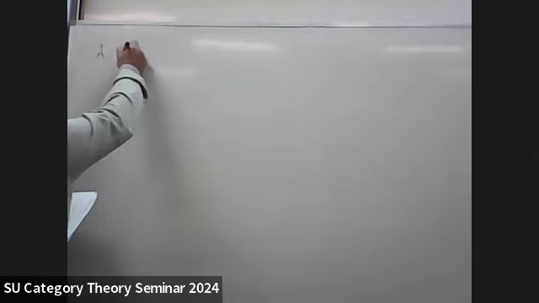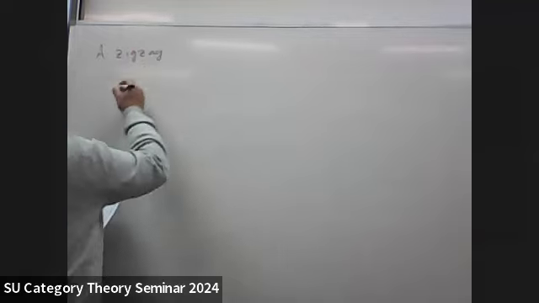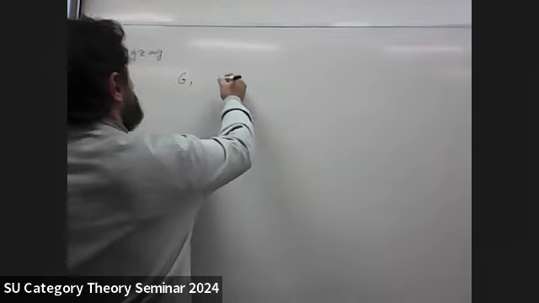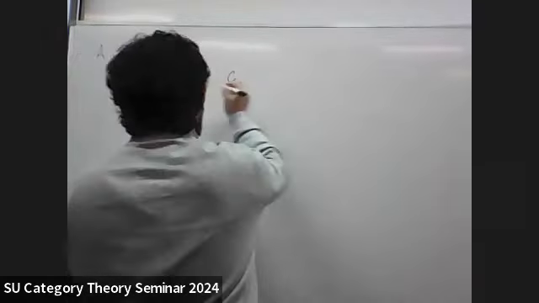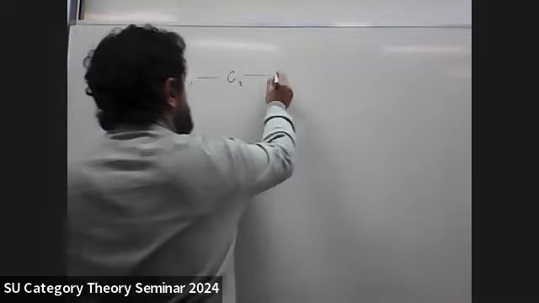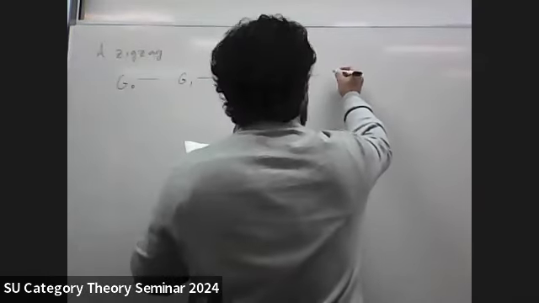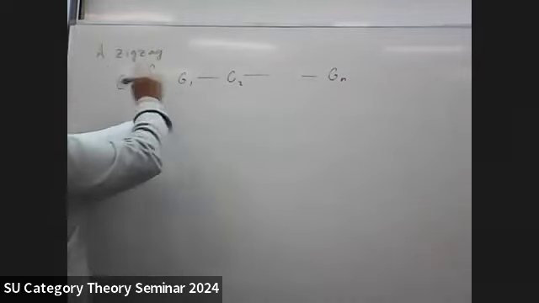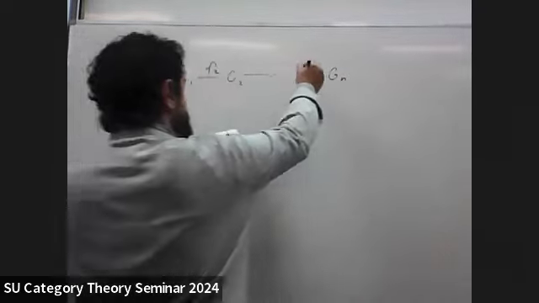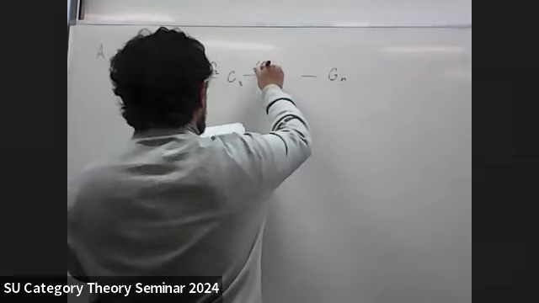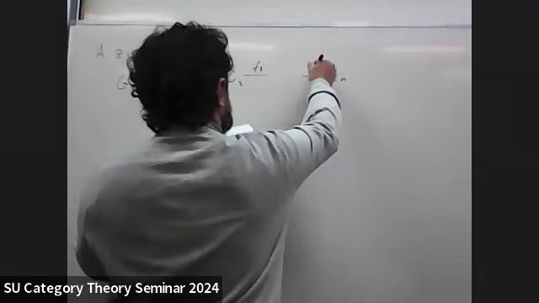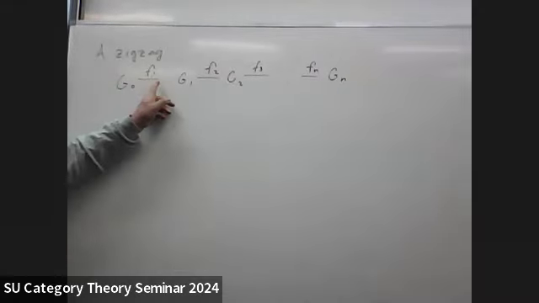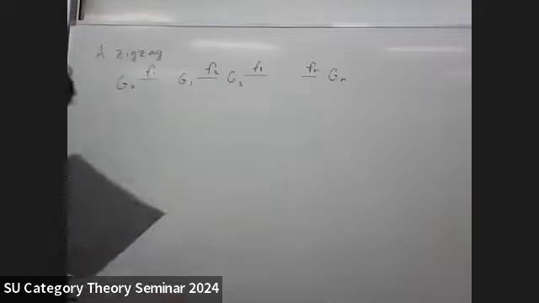What is a zigzag of groups? Well, it's just a diagram consisting of a sequence of groups, G0, G1, G2, and so on, but they're connected by homomorphisms. These homomorphisms do not have to be all directed in the same way, so they can be either directed left to right or right to left. And that's the reason why I don't put arrowheads, because I allow flexible direction.